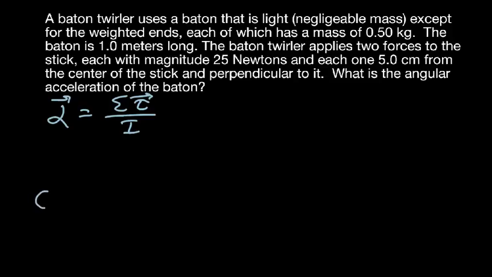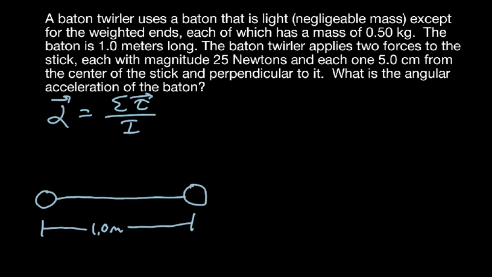So let's visualize this. We've got our baton here, and it says it's light except for the weighted ends. The weighted ends are 0.50 kilograms. The whole thing is 1.0 meters long. And then we've got some center point here as well. Now let's say we're applying one force this way and one force this way. It doesn't really specify, so I probably should have been a little clearer with the wording, but we're trying to make the thing twirl, so we're going to apply forces in opposite directions. And those are 5 centimeters from the center of the stick.